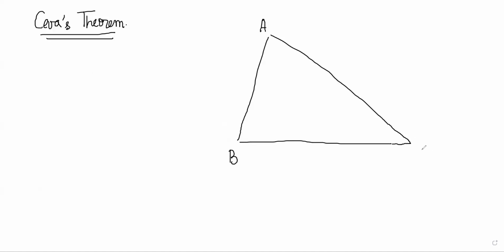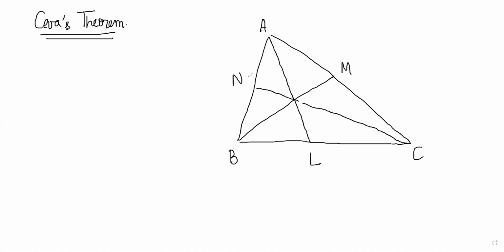A, B, C. This is my triangle, and let's say three lines passing from the vertices. This is line AL, another line BM, and another line CN. Let's say these three lines are concurrent. These lines that pass from the vertex to the opposite side and intersect the opposite side are known as Cevians, because we'll be using Ceva's theorem. So these are AL, BM, and CN.